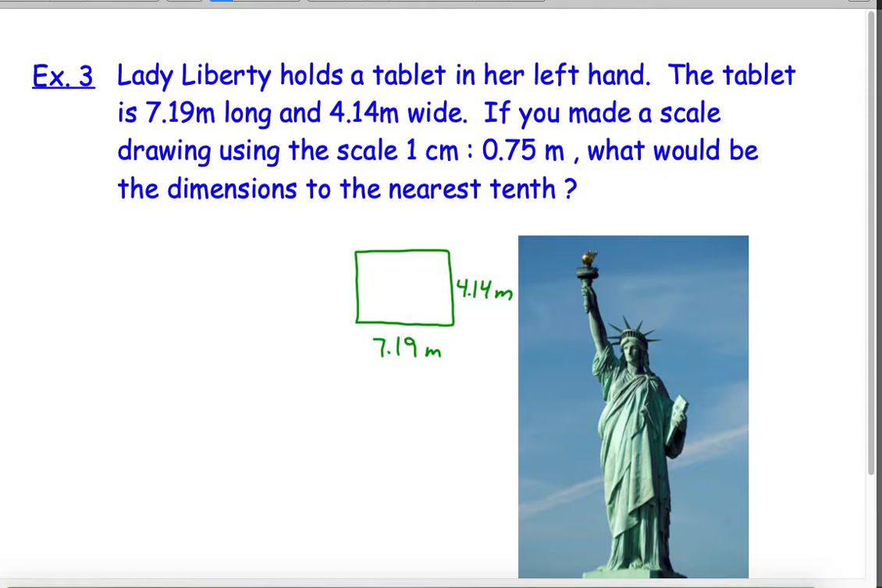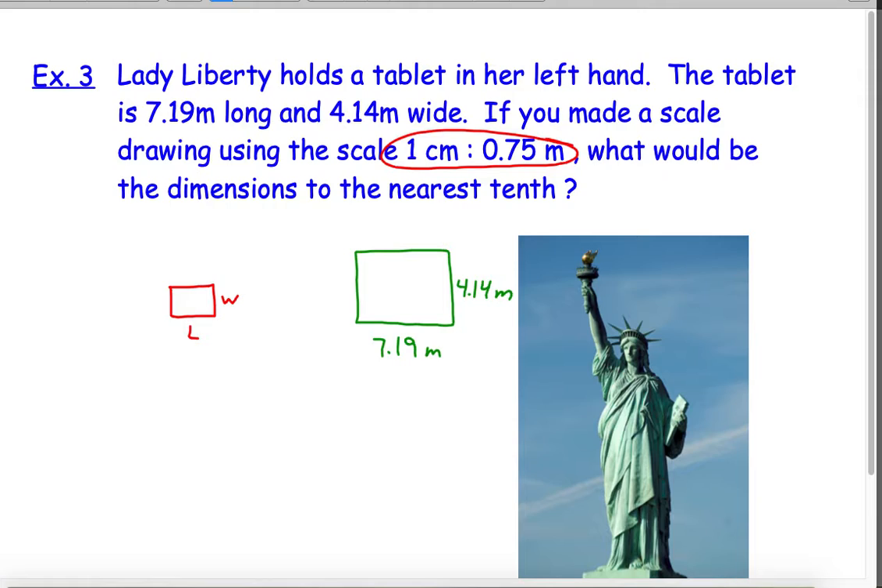Remember, a meter is a little more than 3 feet, so that's pretty big. You want to make a scale drawing of that tablet. And you want the scale to be 1 centimeter on your drawing equals 0.75 meters of the real tablet. What should be the dimensions to the nearest tenth? Okay, so now you want to make a drawing on a piece of paper in centimeters. So let's call this L for length and W for width.